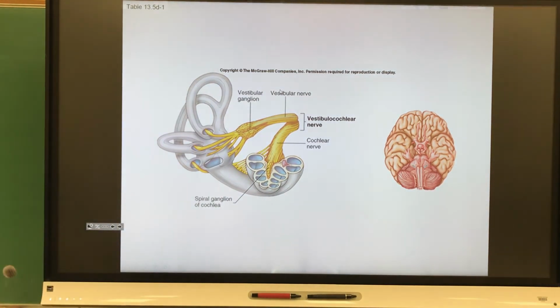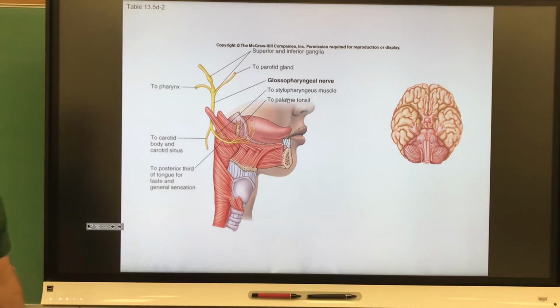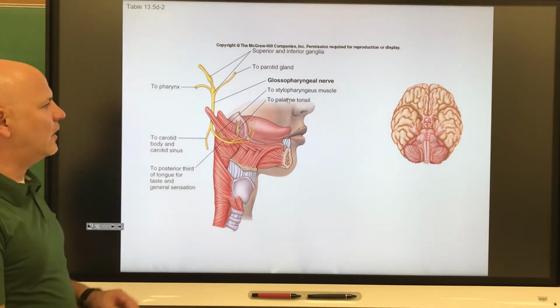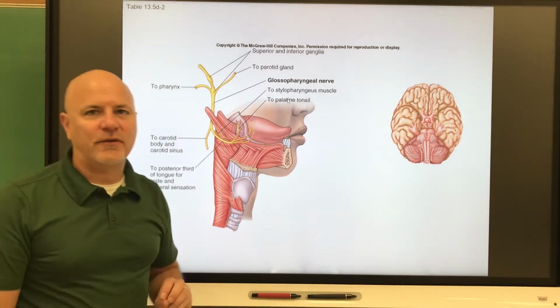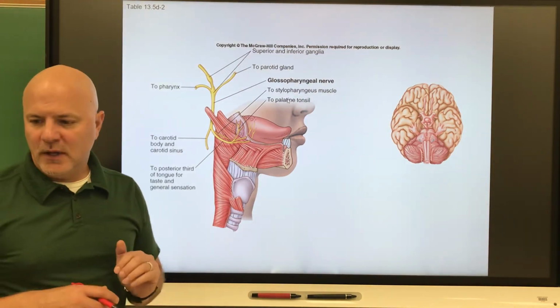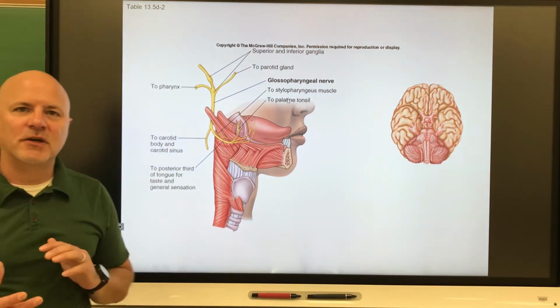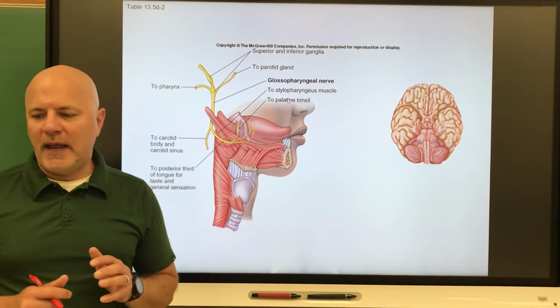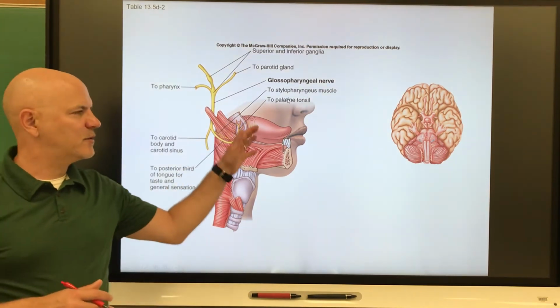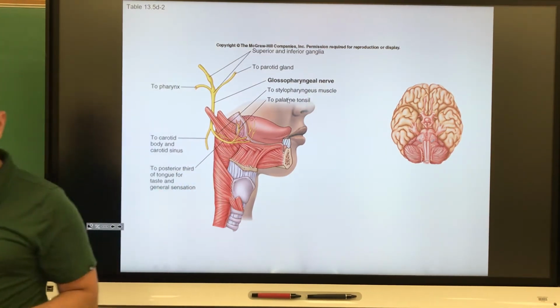All right. Next here is the glossopharyngeal. So the glossopharyngeal, glossal refers to tongue, pharynx is our throat. So the glossopharyngeal is a mixed nerve, so we get sensory and motor for the tongue and pharynx. So this is one of the guys that we sense taste through.